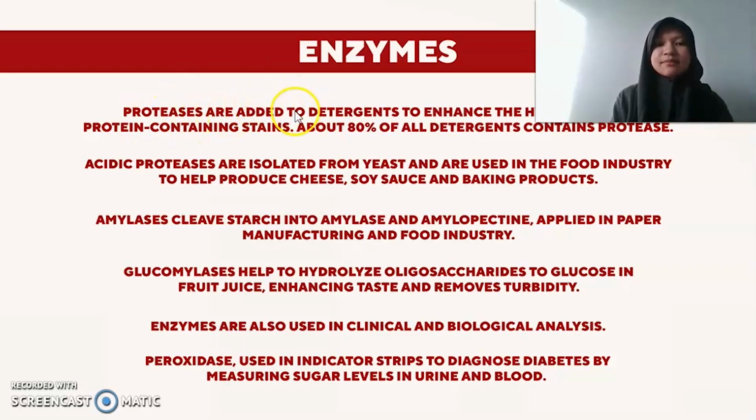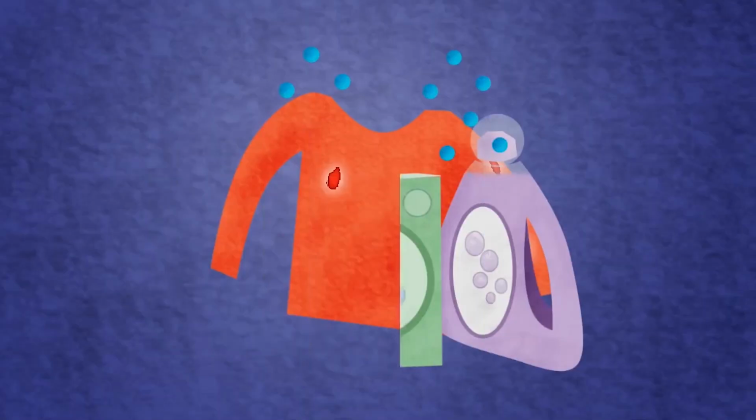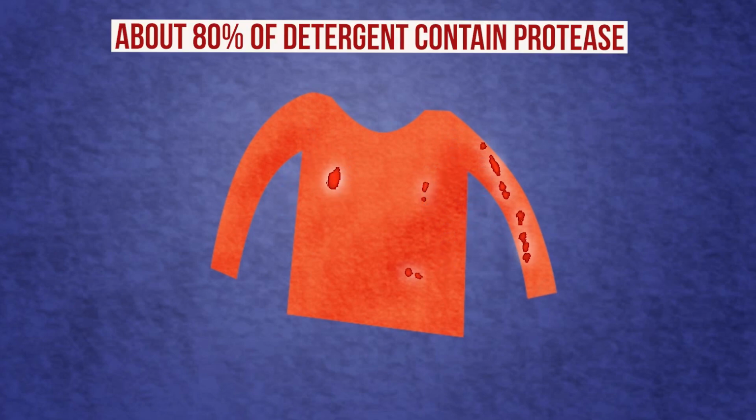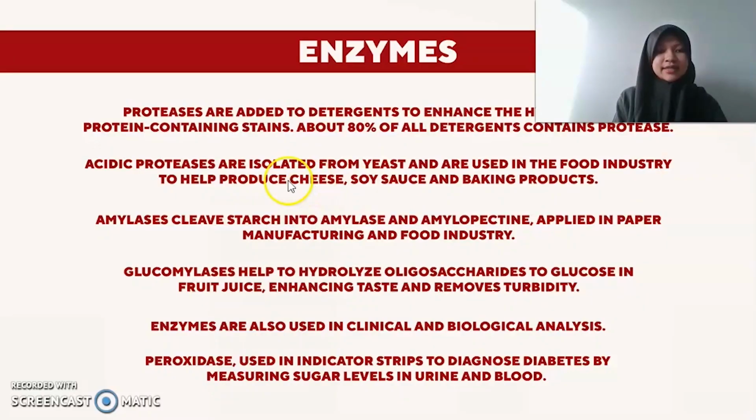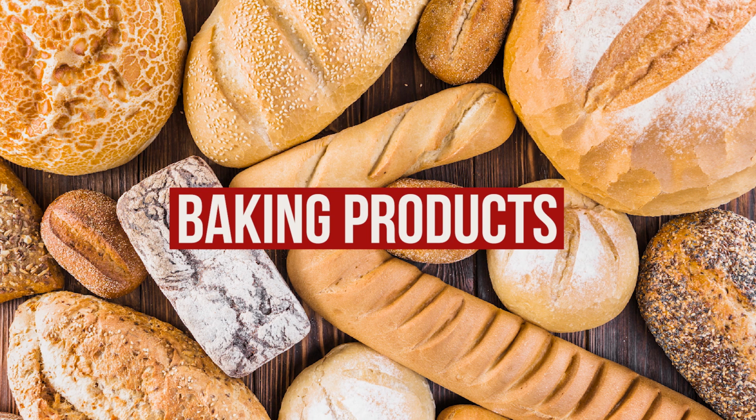First one, protease. Proteases are added to detergents to enhance the hydrolysis of protein-containing stains, and about 80% of all detergents contain protease. Next, acidic protease. They are isolated from yeast and are used in the food industry to help produce cheese, soy sauce, and baking products.